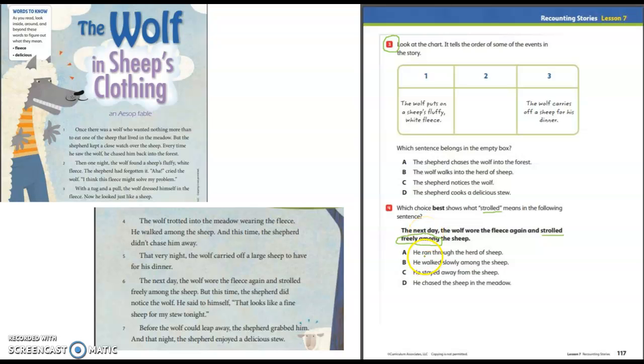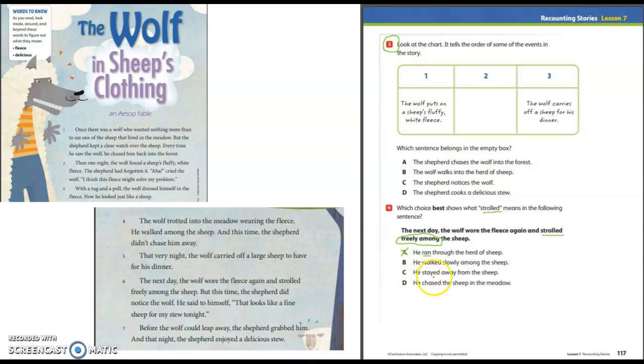Could he be running? Well, looking at what he's doing and thinking about what his goals are, I don't think he'd be running through the herd of sheep. That might scare them, right? So that really wouldn't make sense for him to be running. That might give him away. He walked slowly among the sheep. Okay, so he walked slowly and freely among them. That would make sense that he would go slowly because, first of all, he's doing it freely, but he's probably being pretty careful too because he's trying to trick them.